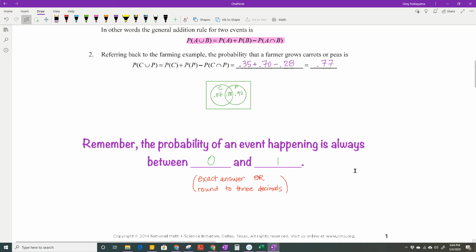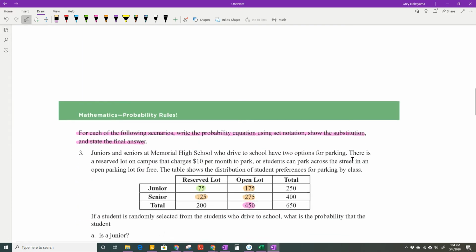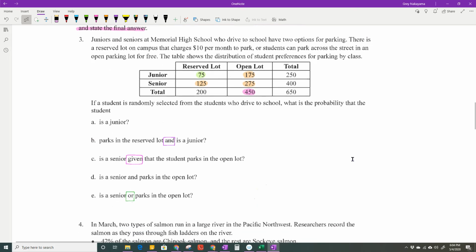Okay. So another type of problem that goes along with this is something called frequency tables. And I happen to love frequency tables because I think that they're probably the easiest of all the probability problems to do. So look at this one.